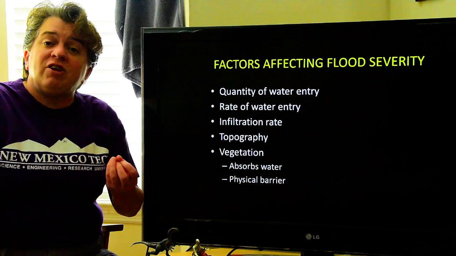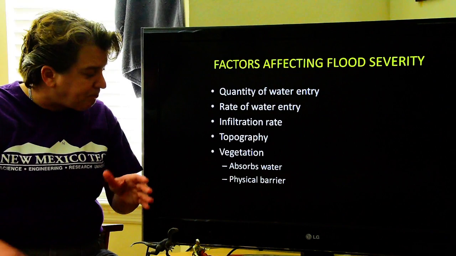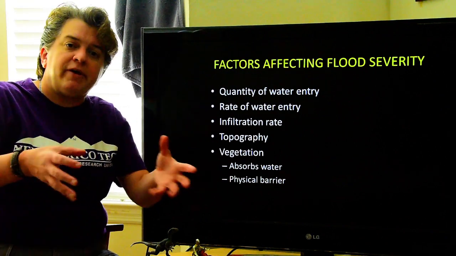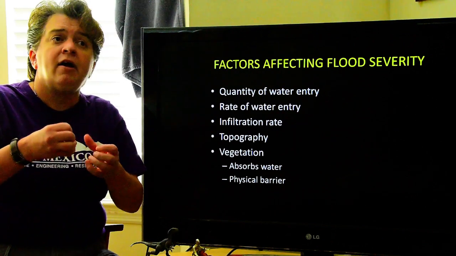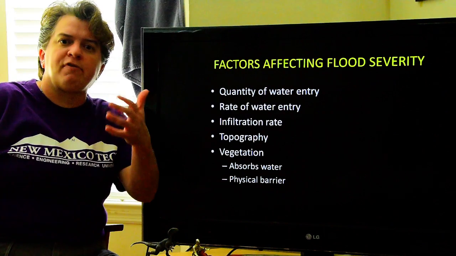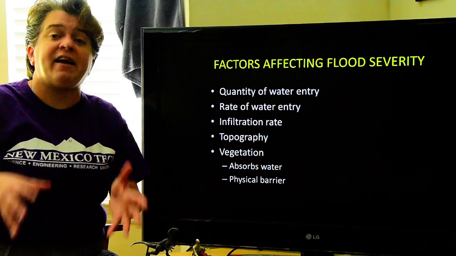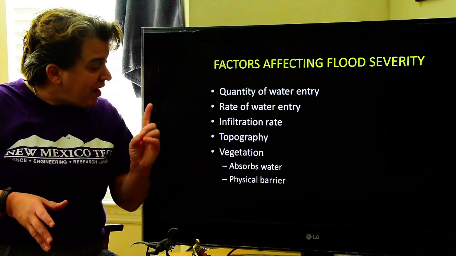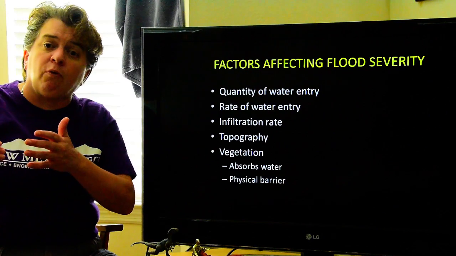Then there's vegetation, which does a couple of things. Vegetation is going to absorb some of the water, so it actually sucks up some of the water, and then it gives the water back into the atmosphere through something called transpiration. So vegetation will actually take away some of the water. But it can also form a physical barrier that slows the water down.